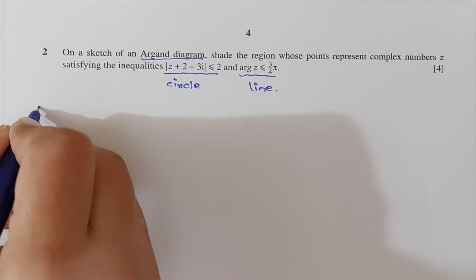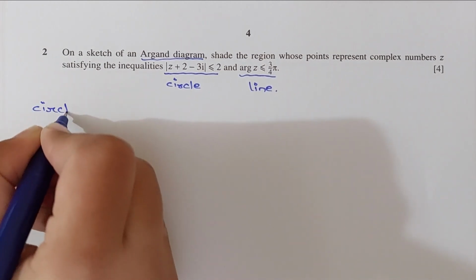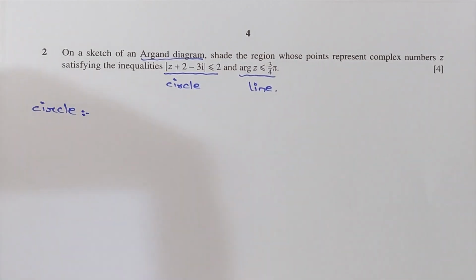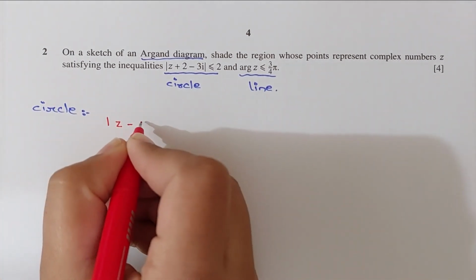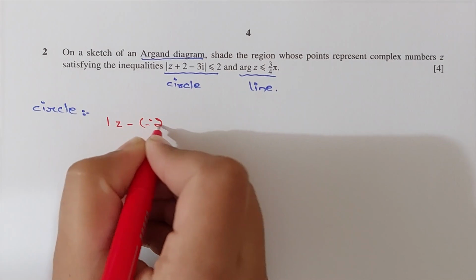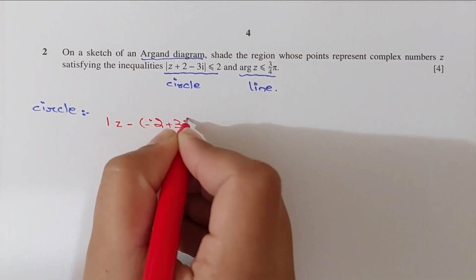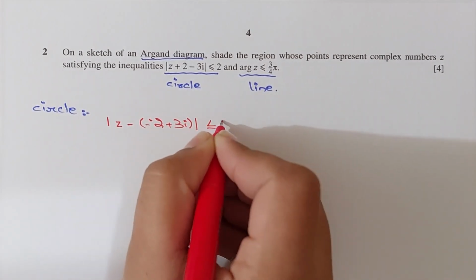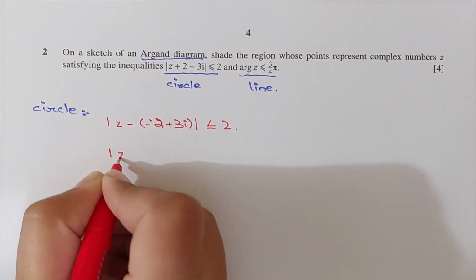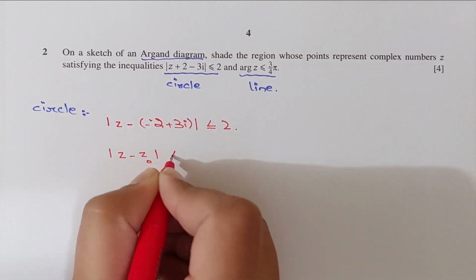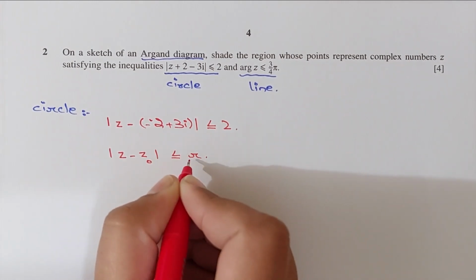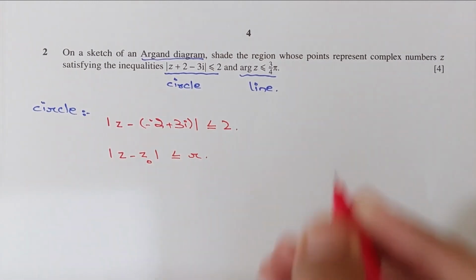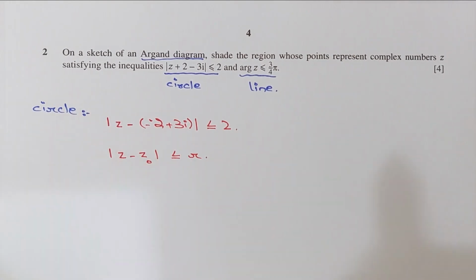So first let me simplify the circle. The equation of a circle in the complex plane is basically the absolute value of z minus (-2 + 3i) is less than or equal to 2. So we have the absolute value of z minus z naught is less than or equal to r, where z naught is the center and r is the radius. Okay, so now the second thing is the line.